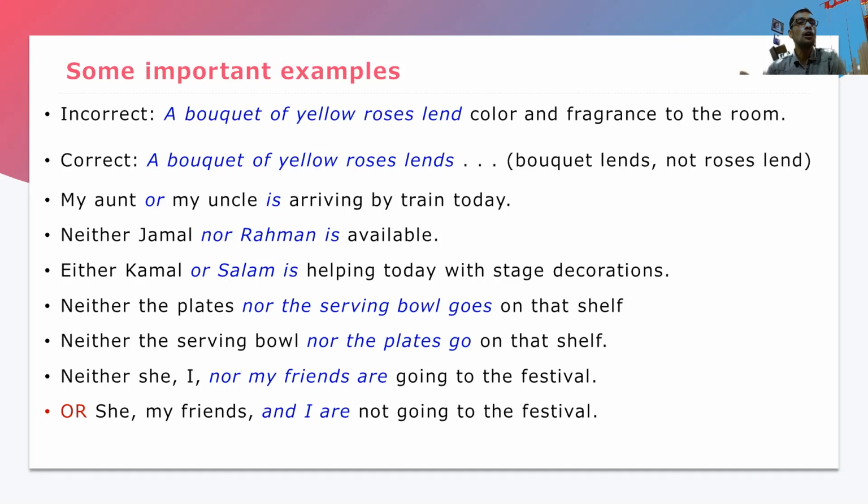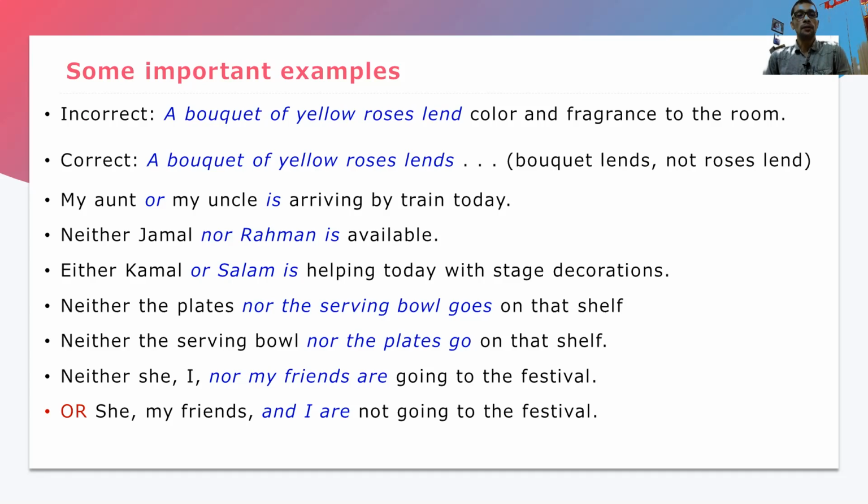Neither Jamal nor Rahman is available because it is followed by nor, singular person, so is. Either Kamal or Salam is helping today with stage directions. Neither the plates nor the serving bowl goes to the shelf. Singular. Neither the serving bowl nor the plates go to the shelf. You can see the verb which is actually near the subject should be decided. Go is very near to plates. That is why it's plural.